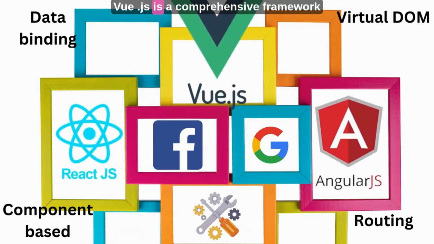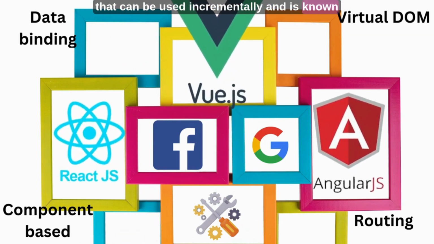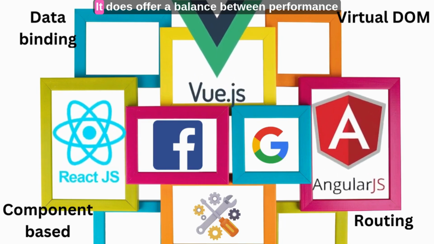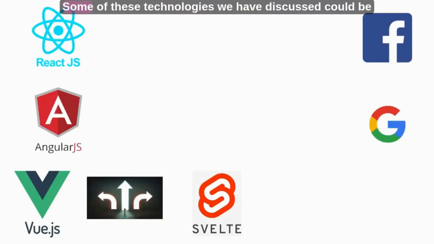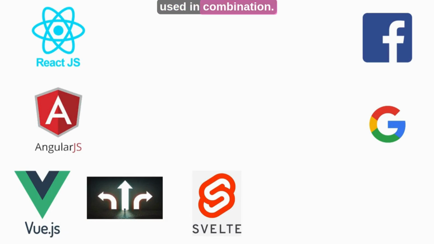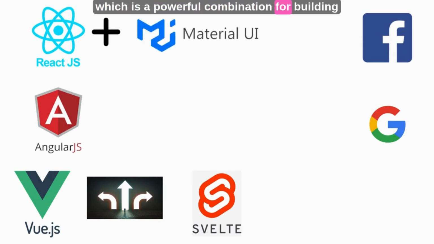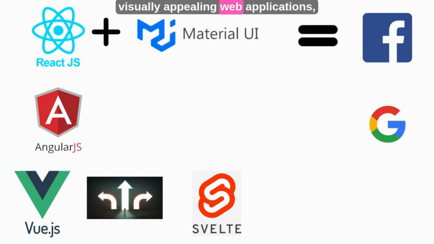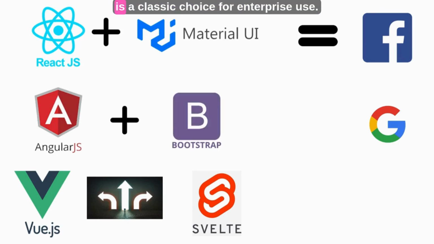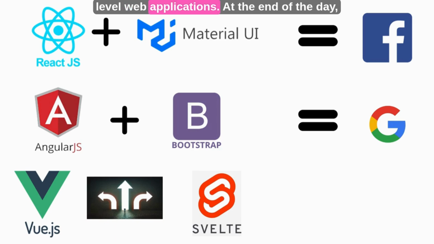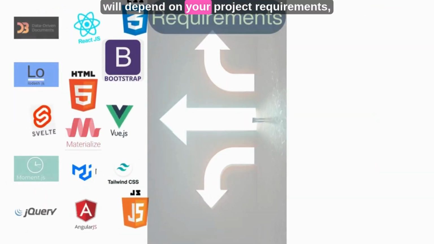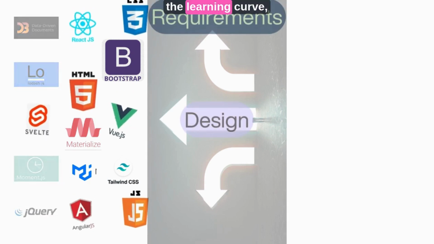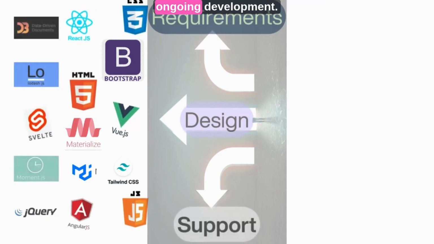Also, Vue.js is a comprehensive framework that can be used incrementally and is known for its simplicity and flexibility. It does offer a balance between performance and ease of use, and it's very suitable for a wide variety of projects. Some of these technologies we have discussed could be used in combination. Popular combinations include React and Material UI, which is a powerful combination for building complex, visually appealing web applications, while Angular and Bootstrap is a classic choice for enterprise-level web applications. At the end of the day, choosing the right technology or combination will depend on your project requirements, your design preferences, the learning curve, as well as the community support and ongoing development.